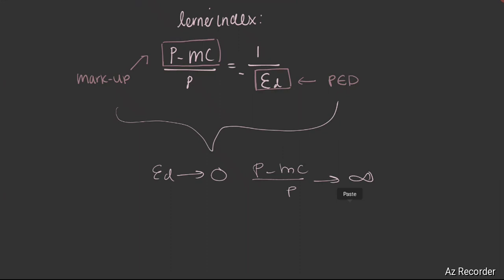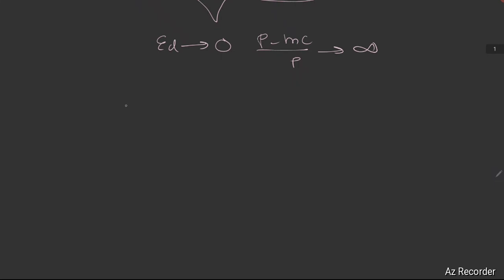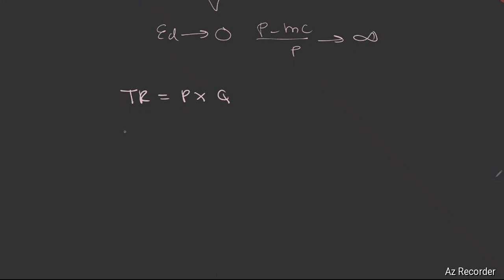It's got a lot more pricing power. So we're going to go through a basic derivation of how the formula comes about. And we'll start with the definition of total revenue, which is equal to price times quantity. Then we want to do a total differential of total revenue.